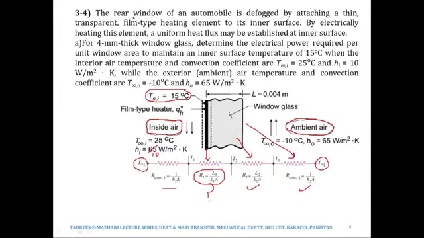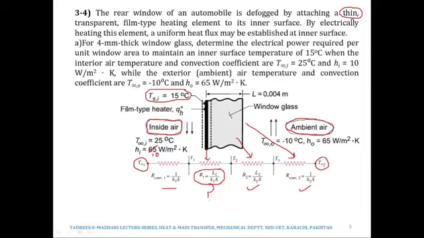Now, if you take a closer look at the problem again, as I have explained in some of the previous classes, you need to look at some keywords. What is the keyword over here in this problem? The rear window of an automobile is defogged by attaching a thin, transparent, film-type heating element to its inner surface. It is the word thin that requires your attention. So you are being told that this L or this delta X of the film type heating element is very small, it is thin.